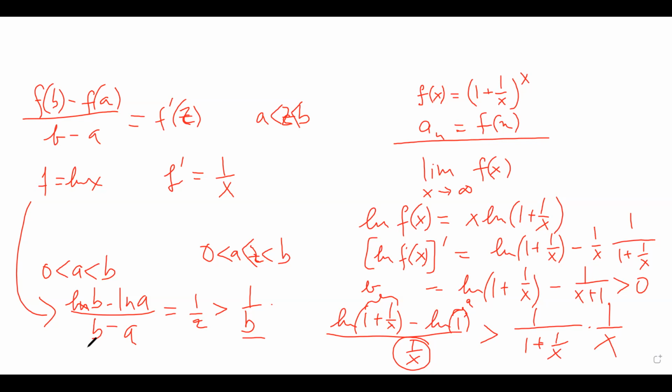Okay. And then you apply these inequalities with b equal to 1 plus 1 over x, and a is 1. Log 1 is 0, so you can throw this away, and then you multiply both sides by 1 over x, and you get exactly the inequality that we want. Any questions?